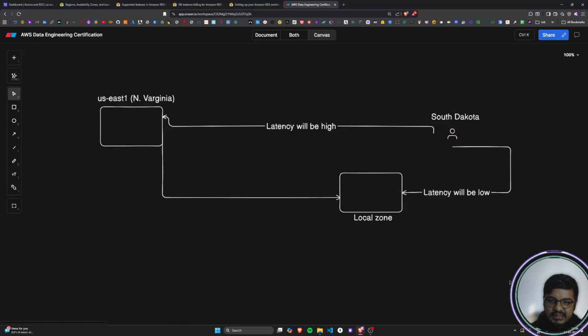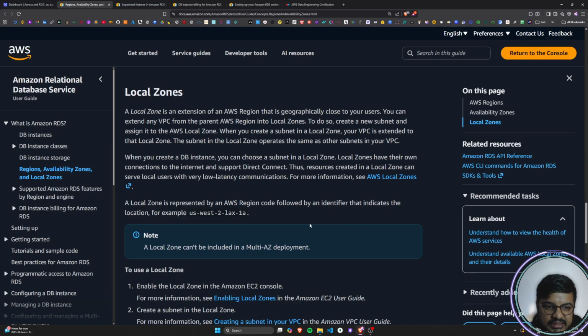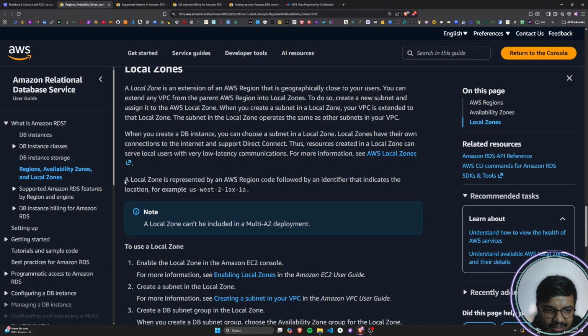Cool. Here the latency will be low because of what? Because of the short distance of this local zone from this particular user who is present in the South Dakota region. Okay, so this is the use of these local zones. Now when you create a DB instance, you can choose a subnet in a local zone. Local zones can have their own connections to the internet or support direct connections. Thus, resources created in a local zone can serve local users with very low latency communication. For more information, you can go on to this particular link.